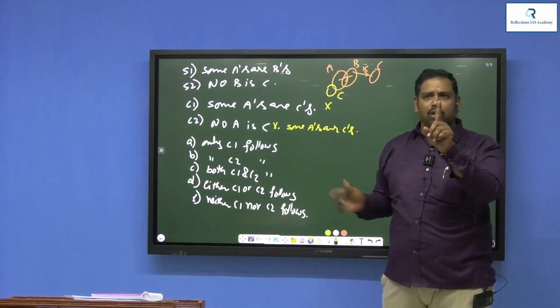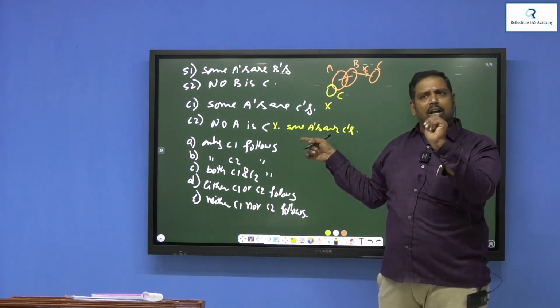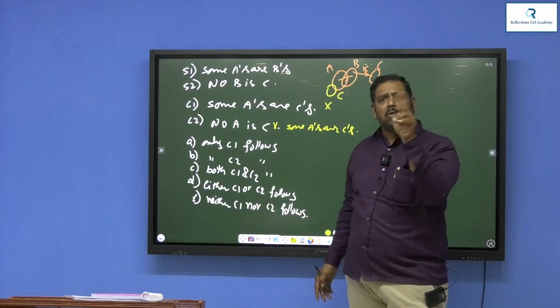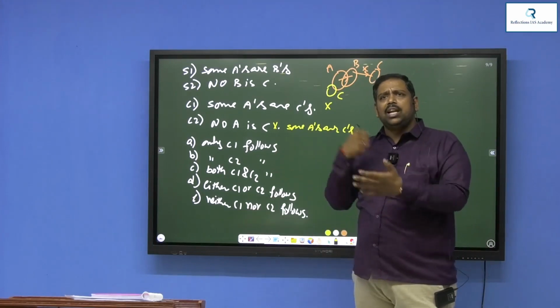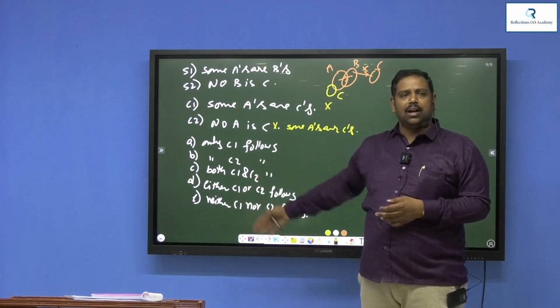If only the first one is correct, you will go for only one follows. If only the second one is correct, you will go with only two follows. If both are correct, you will go for the third one. If both are wrong, you are going for the fourth one. And then when do you go for the D? Either one or two? Okay.